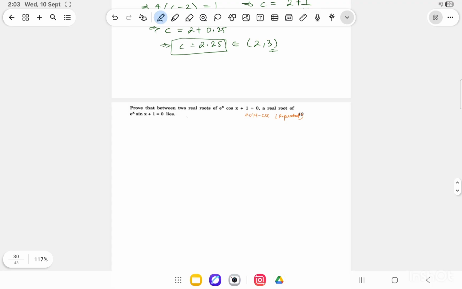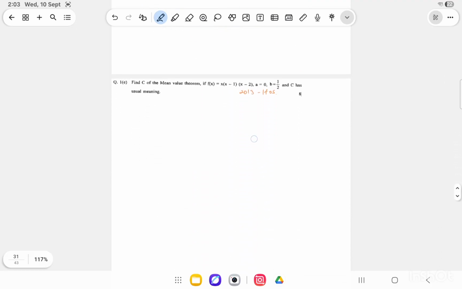The next question is prove that there is between. This is a repeated question, we have done this question earlier, you can refer to that. So let's move on to the next question.